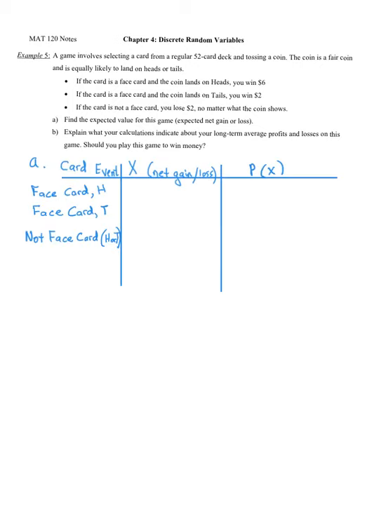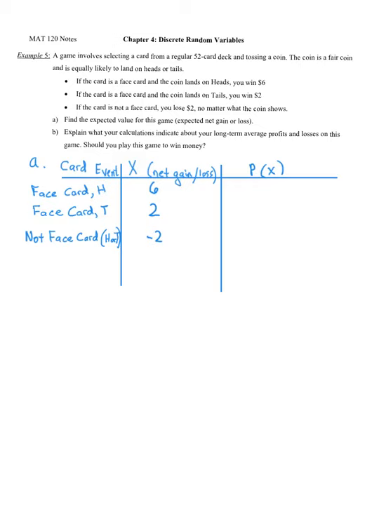And we'll go ahead and make our table where we have our random variable representing the net gain or loss and the probability of x. We have that we get a face card with a head, a face card with a tail, or we do not get a face card. It doesn't matter what we get on the flip of our coin. So if we do get a face card and a head, we will get $6. Face card and a tail, we'll get $2. But if we don't get a face card, we lose $2. So we'll use negative values here.